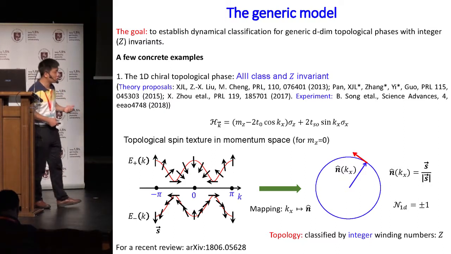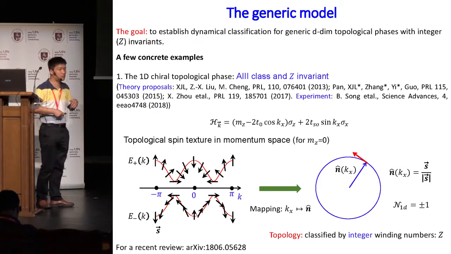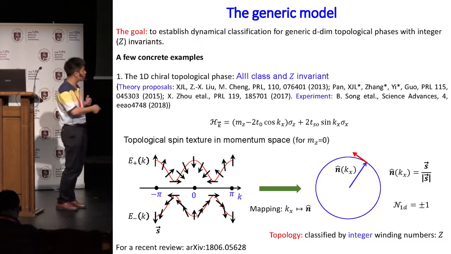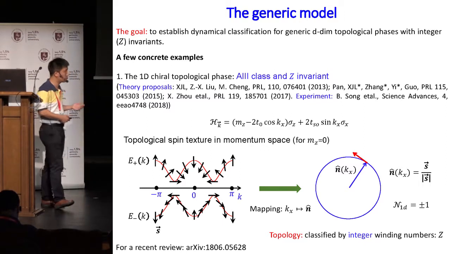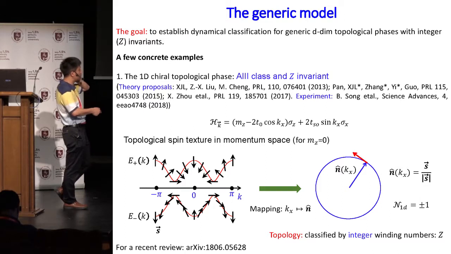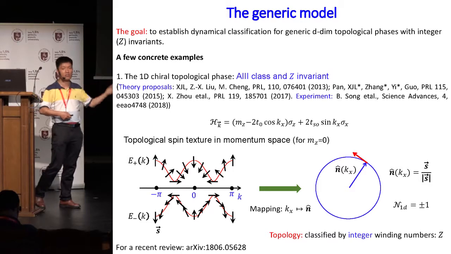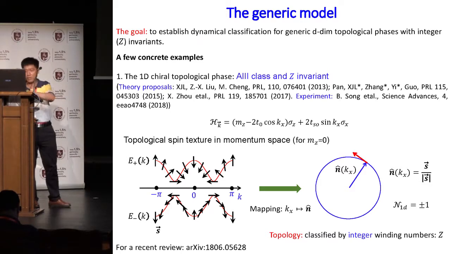So this is topological, and you get the winding number. If the mapping does not cover the circle, then you get zero winding number, so it will be trivial. This is the minimal model. For this case, the winding number is just 0 or ±1. But you can introduce more generic models, where the winding number can in general be any integer.